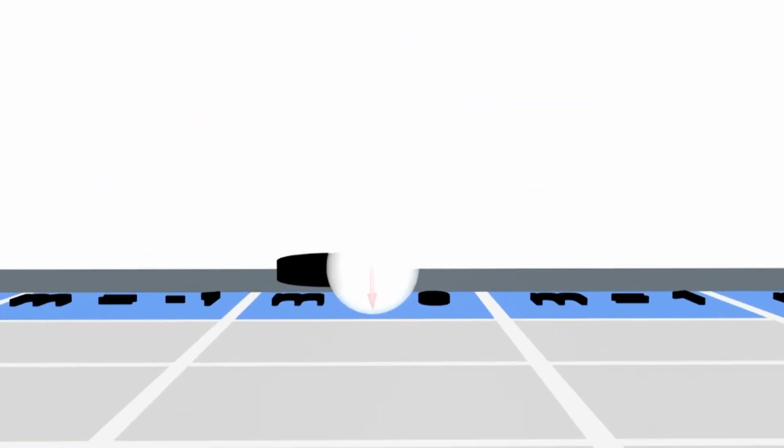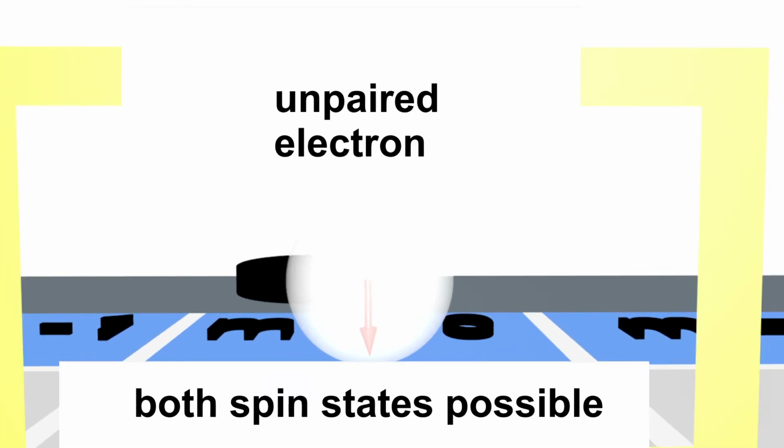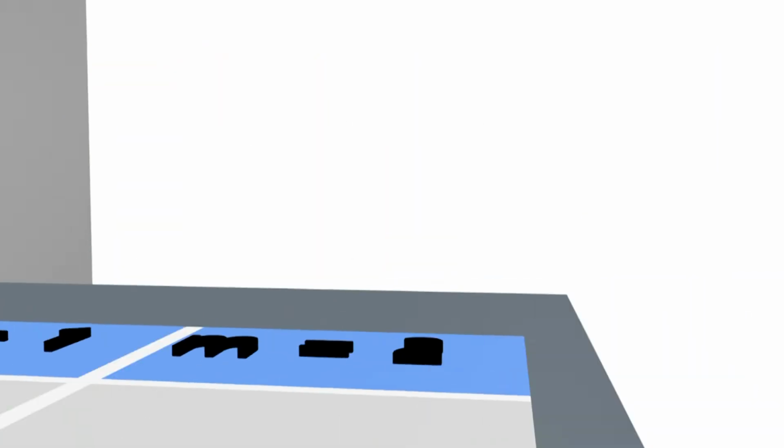Only on the highest shell there is a single unpaired electron. This electron can assume both spin states, spin down or spin up, without breaking the Pauli principle.